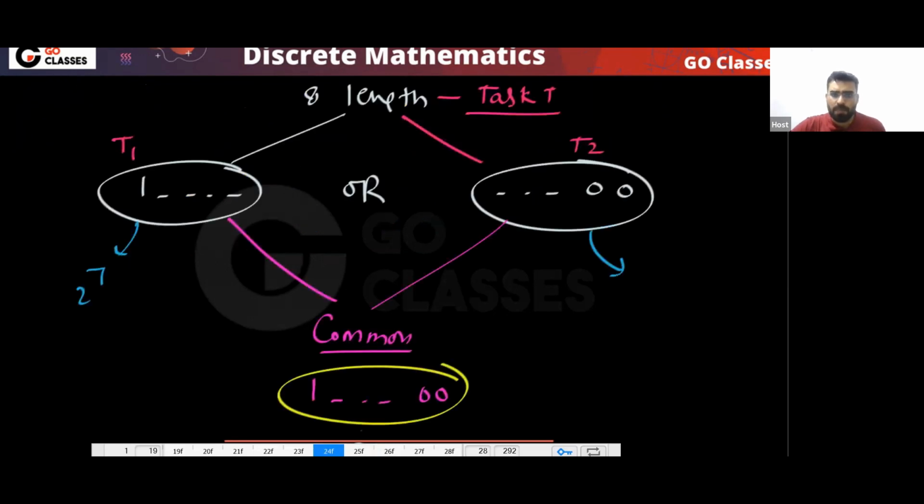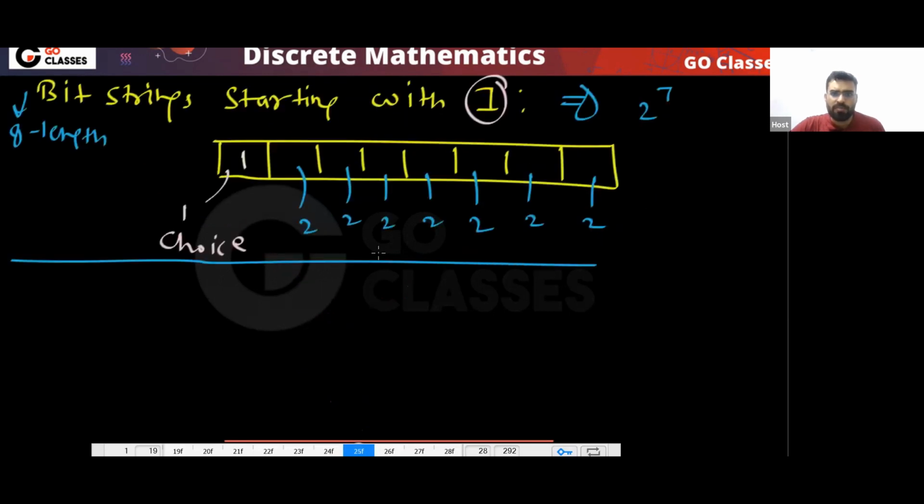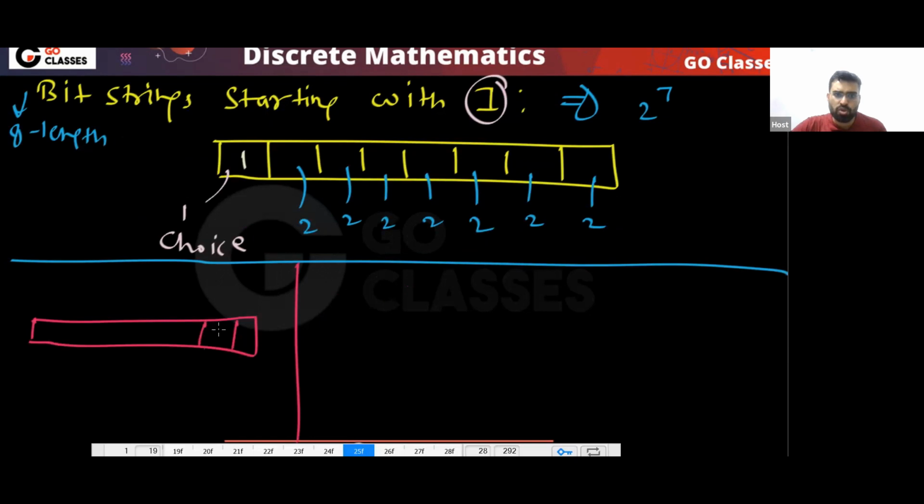Ending with 00, that will be 2 power 6, right? If you want to end with 00, there is no choice. This should be 0, this should be 0. For the remaining positions, you have two choices. So that will be 2 power 6.